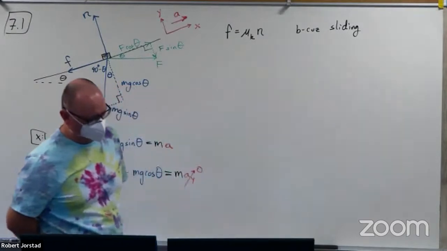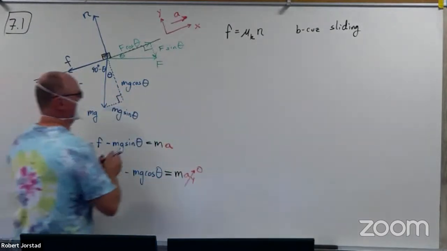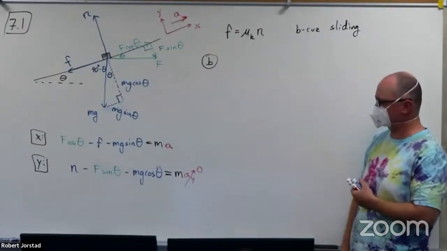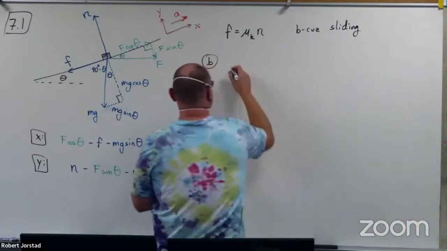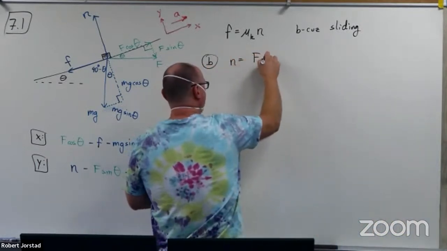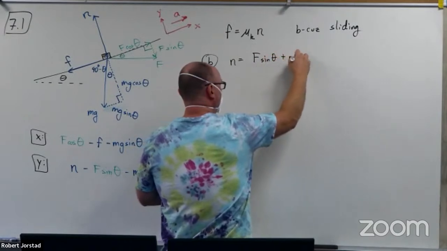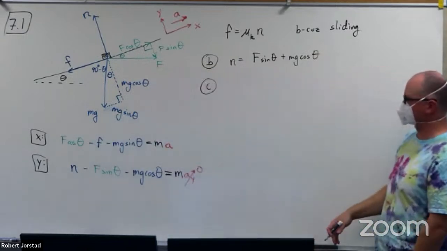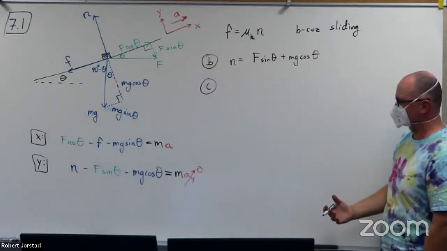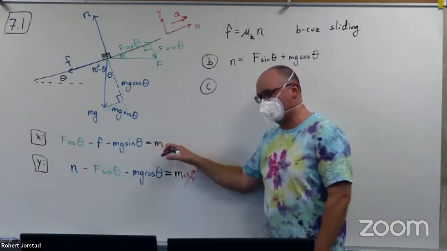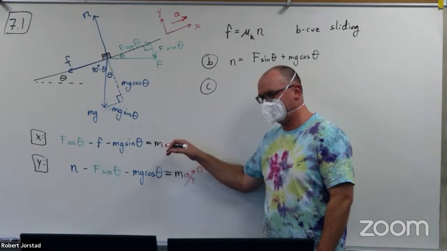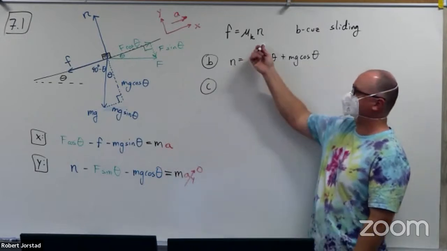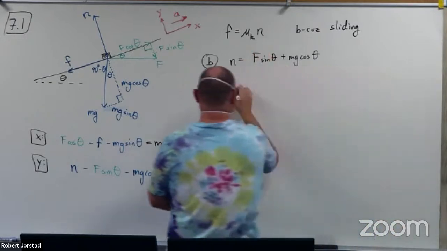part A. Part B says, give me the normal force. Well, which equation should I use to get the normal force? Why? Yeah. Part C, get the frictional force. How do I get the frictional force in this problem? You could use the X one. Do we know the acceleration though? So you're right, we could use this, but it would introduce an unknown. Is there another way? Yep.